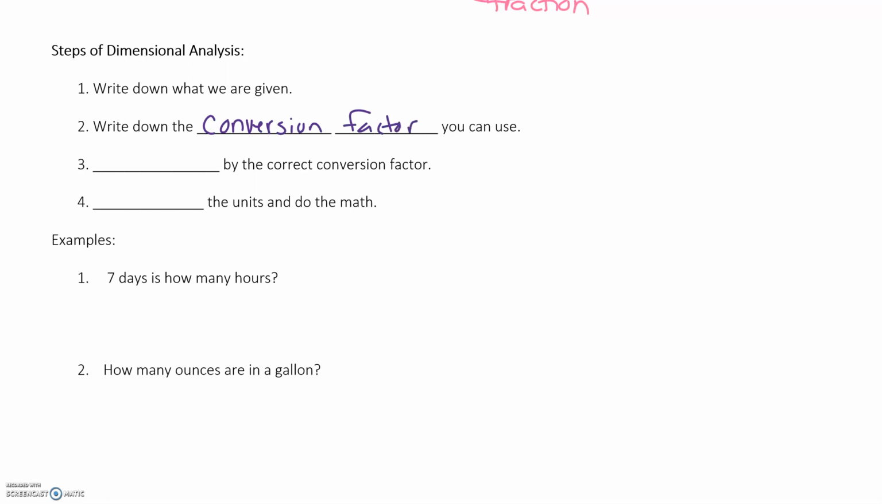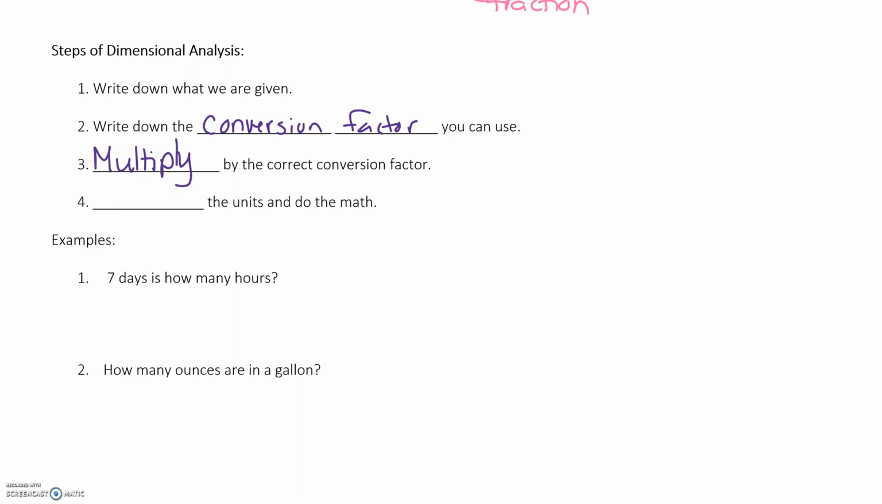Okay, these are going to be any of them that we can use. So like if it's 12 inches per every 1 foot, then we're going to write that as a ratio, as a fraction, because we want to make sure we can see all the things that we can use to help us get where we're going. Number 3 is then we actually get to write it out to show that we are going to multiply.